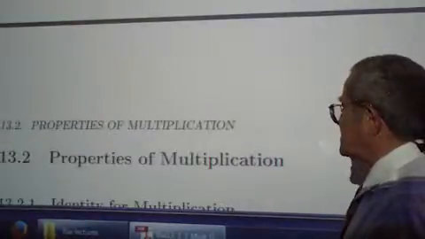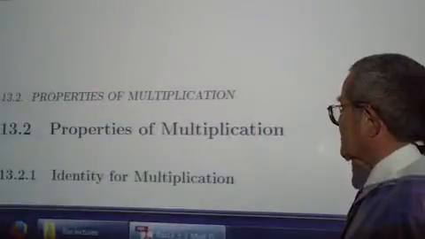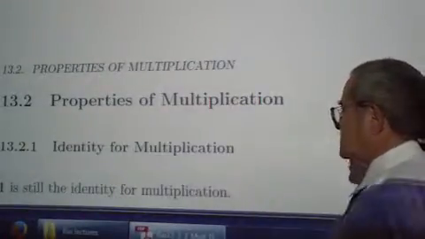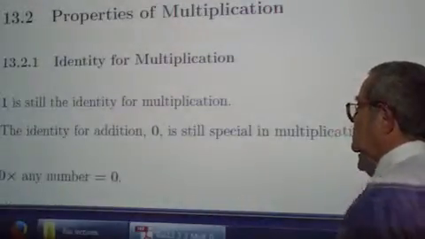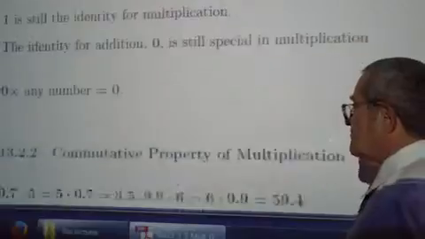Then we wanted properties of multiplication. We have the identity for multiplication. 1 is still the identity. 1 times a number is still that number. 0 times any number is 0.